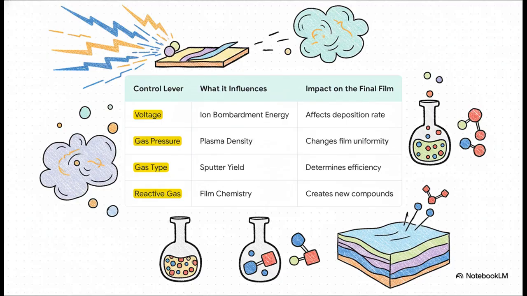If we change the voltage, we're changing the ion's energy, which, as we saw, affects the speed and density of the coating. If we tweak the gas pressure, that changes the plasma itself and how easily the ejected atoms travel, which impacts the film's quality. Even the type of gas we use has a huge effect on efficiency. But things get really interesting when we start adding a reactive gas into the mix.